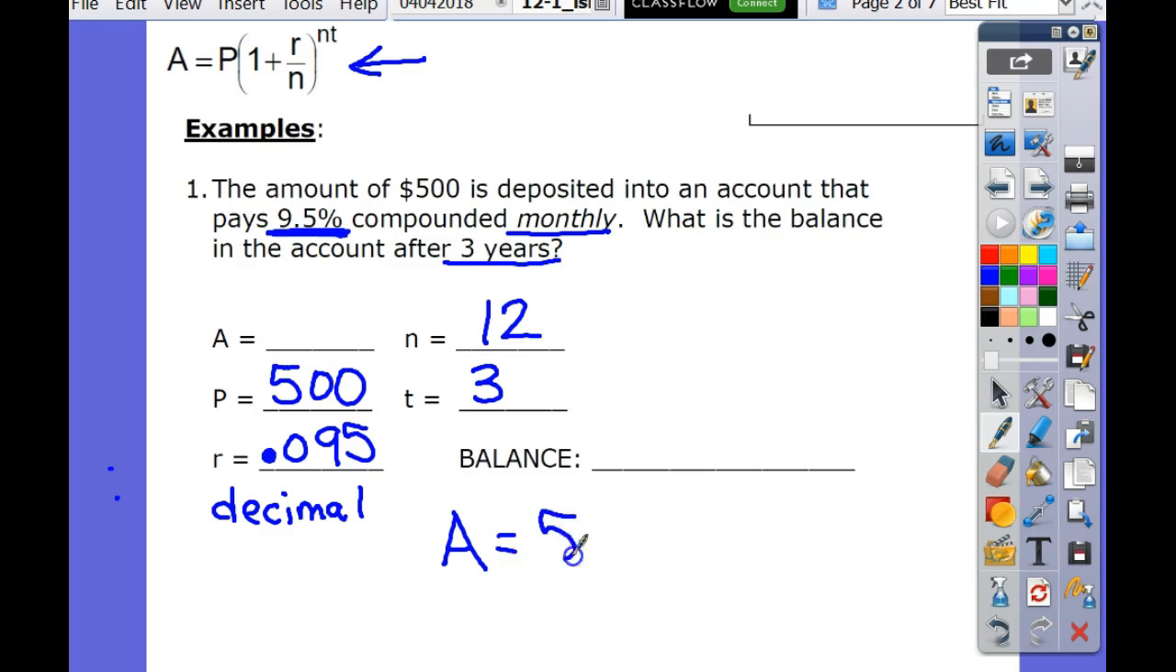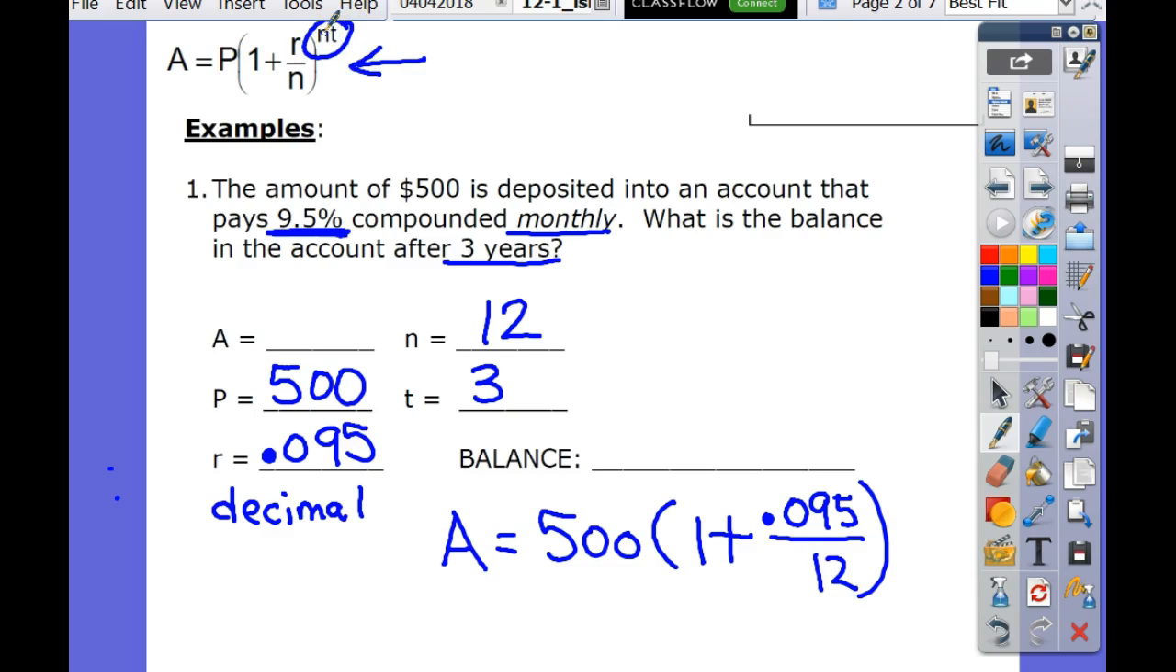A is equal to the principal amount, 1 plus, because this is increasing in amount, 0.095 divided by 12, raised to the nt power. That means you multiply the n times the t. It's easier to fit it in the calculator if you go ahead and multiply 12 times 3, which is 36.